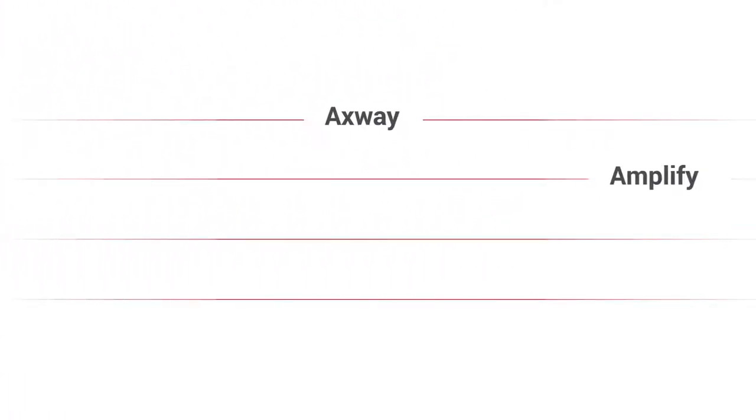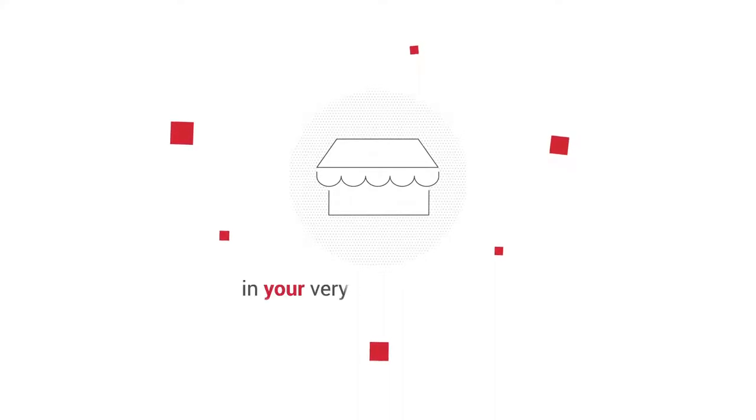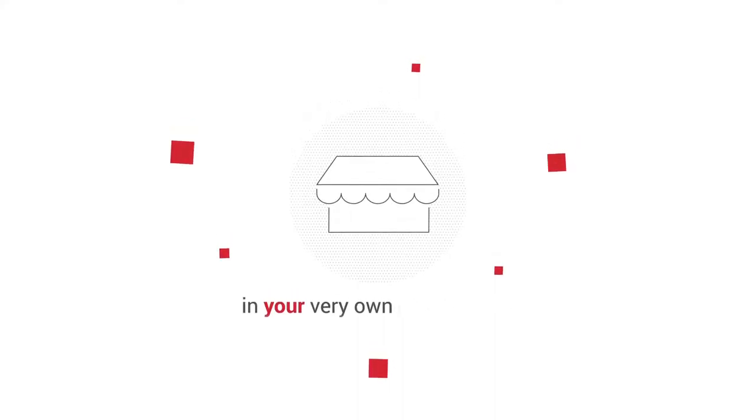You need Axway Amplify Enterprise Marketplace. Amplify Enterprise Marketplace packages and categorizes your APIs in your very own marketplace, where they can be instantly discovered by external app developers and monetized as the valuable products they are.